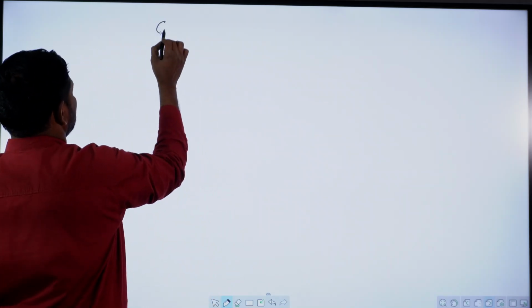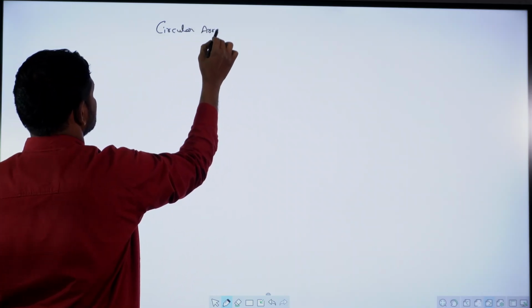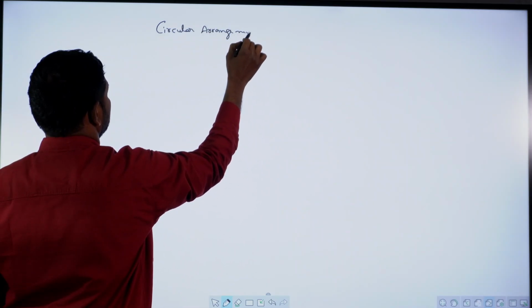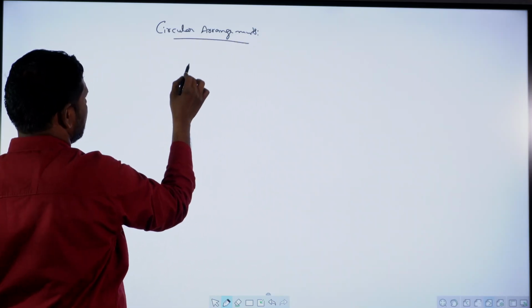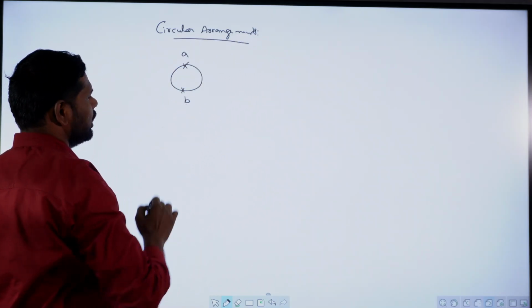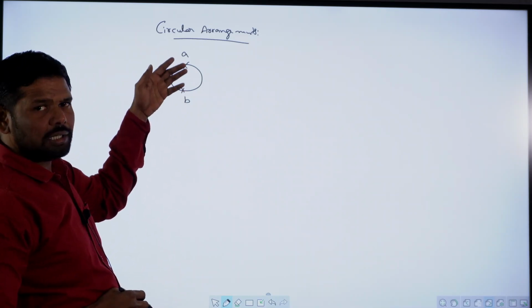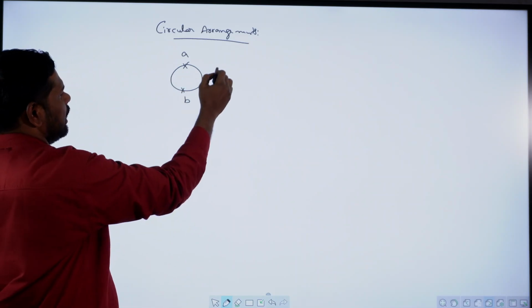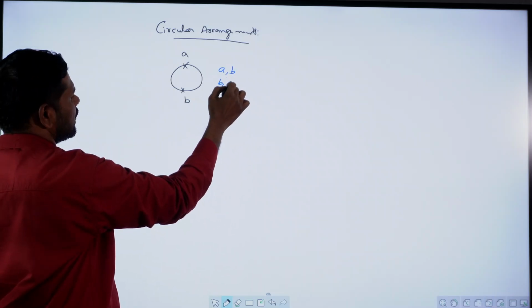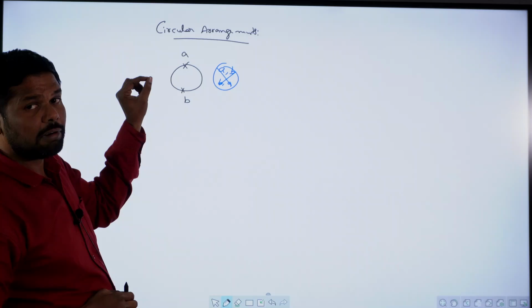Circular arrangements. Just observe. A and B are there. We are going to arrange them in a circle. In how many ways? AB and BA are repeated here. AB and BA are both the same in a circle, because AB or BA are both observed in one condition.